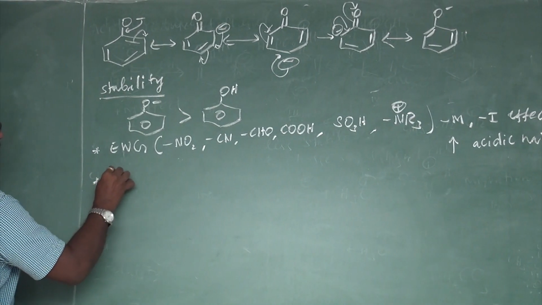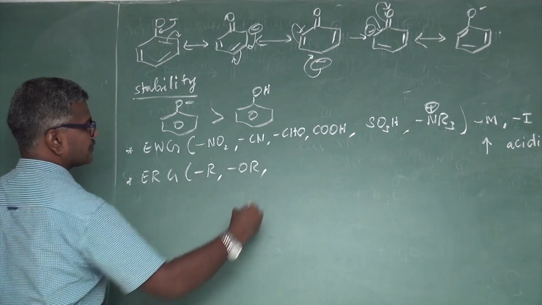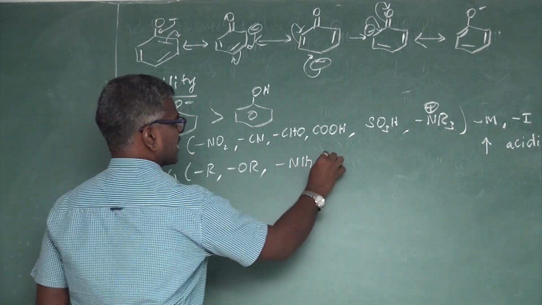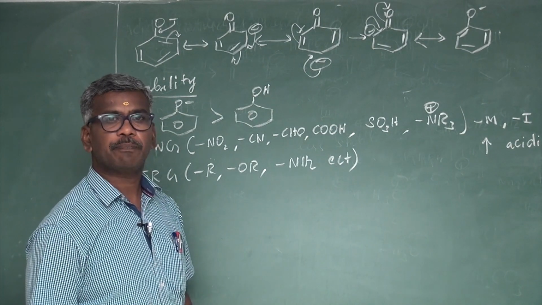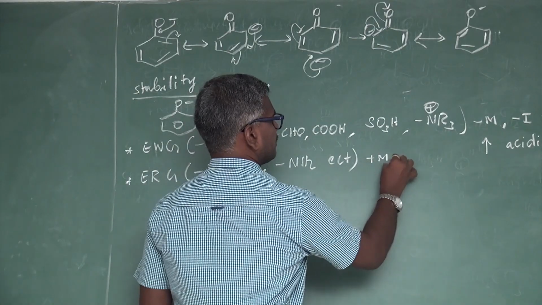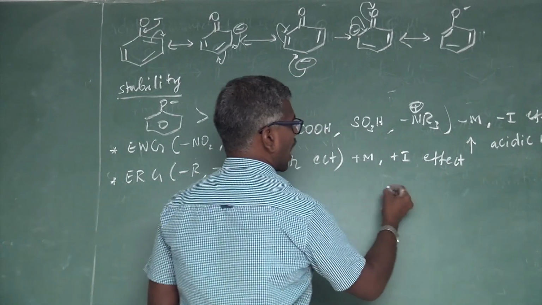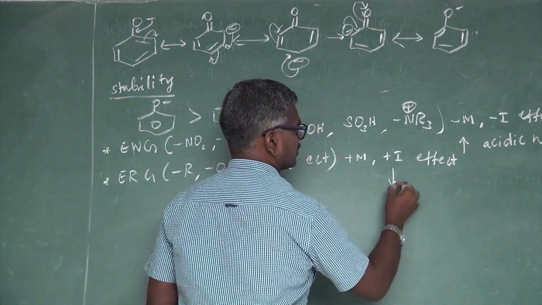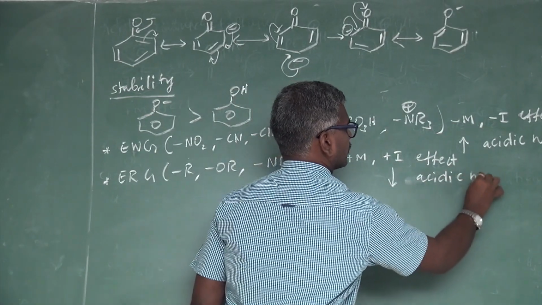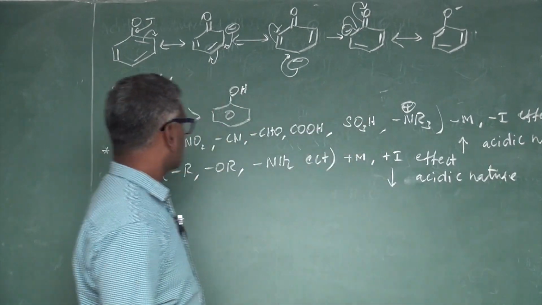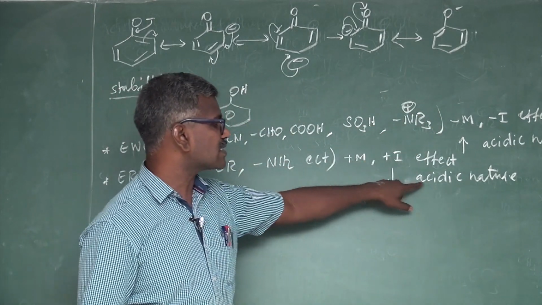Another one is electron donating groups: R, OR, NH2 group, etc. When these groups are present in the benzene nucleus, they show a plus M and plus I effect. Acid strength decreases. Presence of the withdrawing groups, acid strength increases; presence of these donating groups, acid strength decreases.